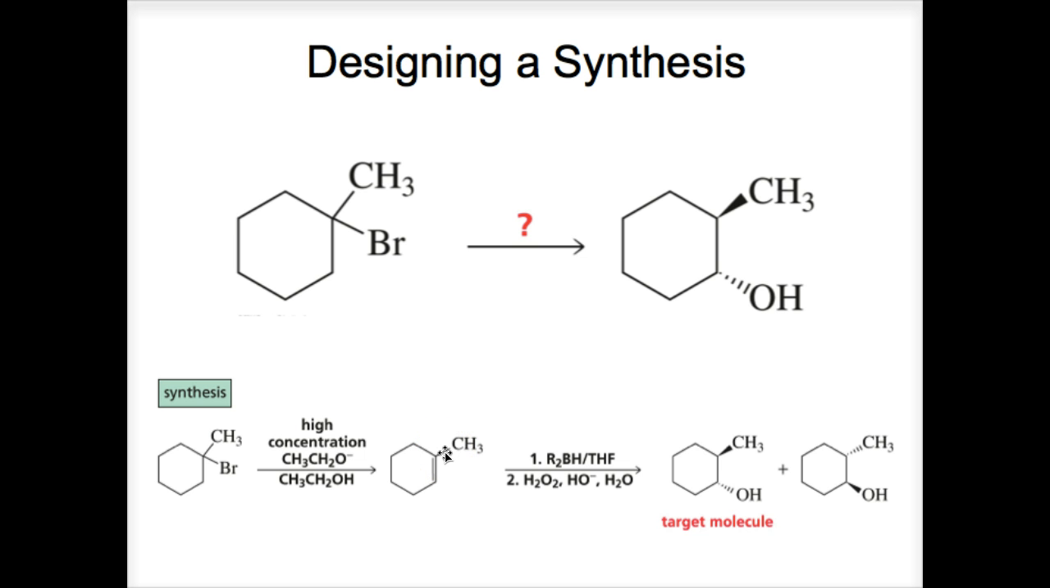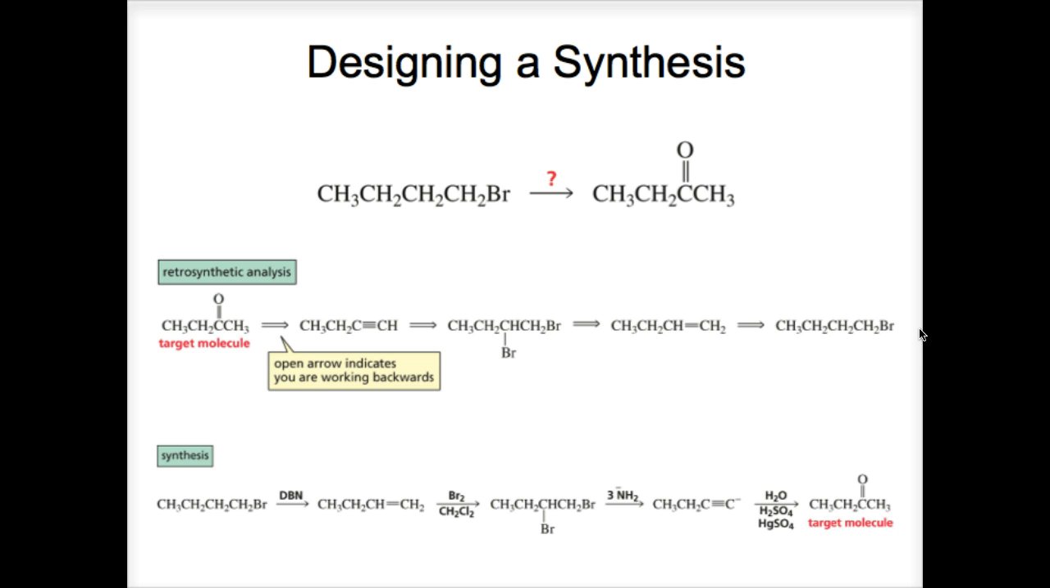Make sure the elimination is carried out under E2 conditions, because the tertiary alkyl halide will undergo only elimination. So there will be no competing substitution product. Hydroboration oxidation will put the OH on the right carbon. So we can string together reactions that we've learned in the past.